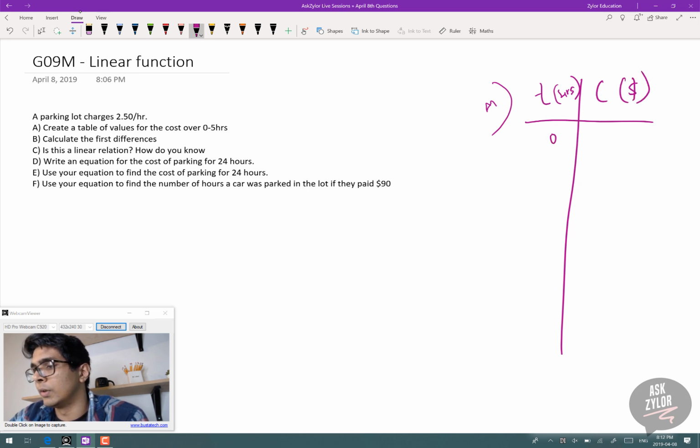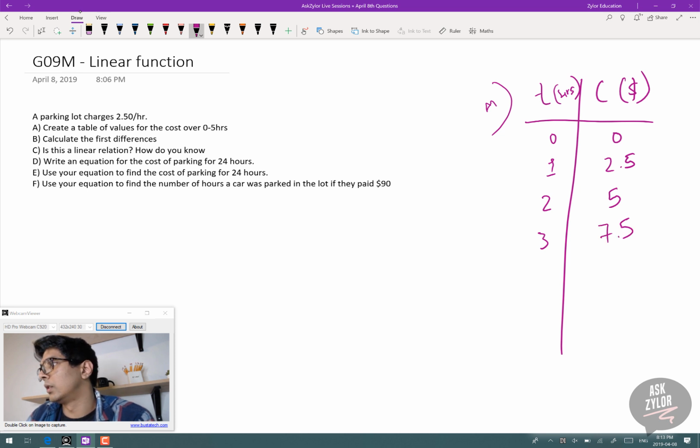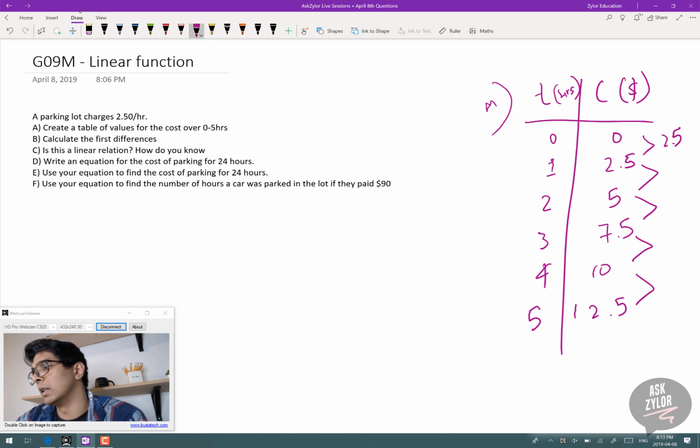So if time is 0, I have no cost. If time is 1, for every hour I'm charged $2.50, so for my first hour I'm charged $2.50, for my second hour I'm charged $5, and so on. So this is 7.5, and it just keeps going. 4 is 10, 5 is 12.5. I can notice that the difference between each one of these is 2.5. Right? That tells me it's a linear function.